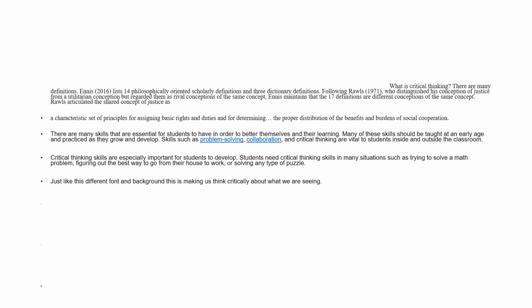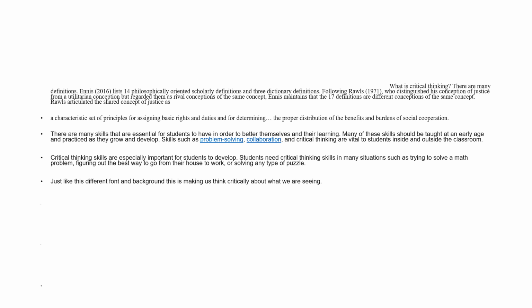There are many skills that are essential for students to have in order to better themselves in their learning. Many of these skills should be taught at an early age and practiced as they grow and develop. Such skills as problem solving, collaboration, and critical thinking are vital to students inside and outside the classroom. Critical thinking skills are especially important for students to develop. Students need critical thinking skills in many situations, such as trying to solve a math problem, figuring out the best way to go to their house to work, or solving any type of puzzle.